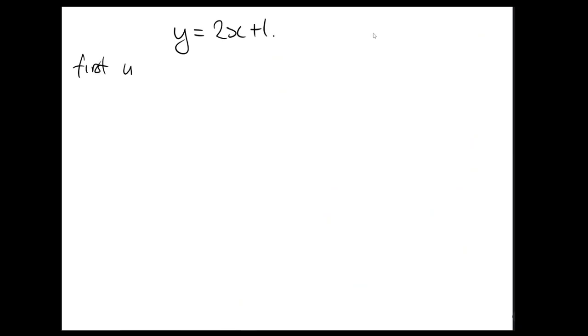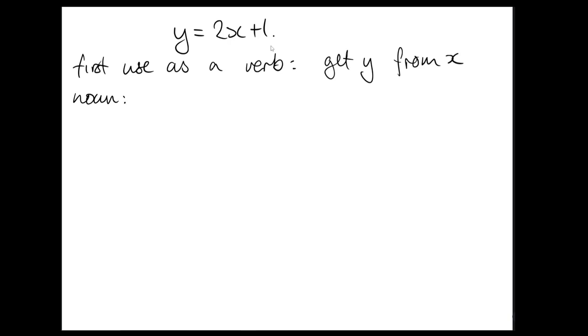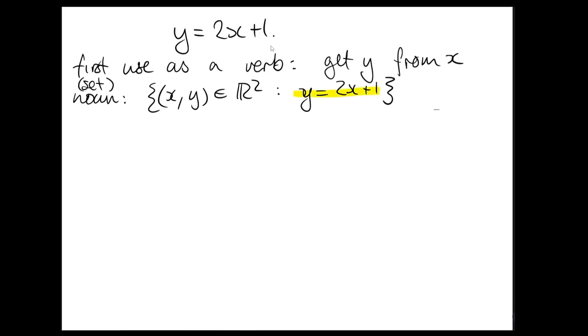When you first meet something like this in high school, you use it as a verb. You stick in an x and you get out a y. And in fact, that's one way of building up an idea of what this is as a mathematical object, so using it as a noun, to describe a set, which is pairs in the plane, where you have y is equal to 2x plus 1. Now this set is a noun, but the y equals 2x plus 1 aspect of it, well, that's working as an adjective. That's describing the property of the set.